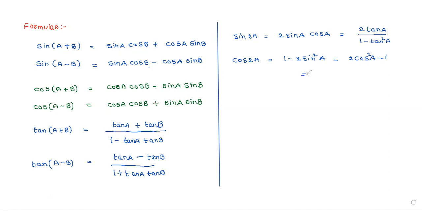So in terms of tan, sin 2A is equal to 2 tan A by 1 plus tan square A. Same for cos 2A, 1 minus tan square A by 1 plus tan square A. Tan 2A is equal to 2 tan A by 1 minus tan square A. Okay.